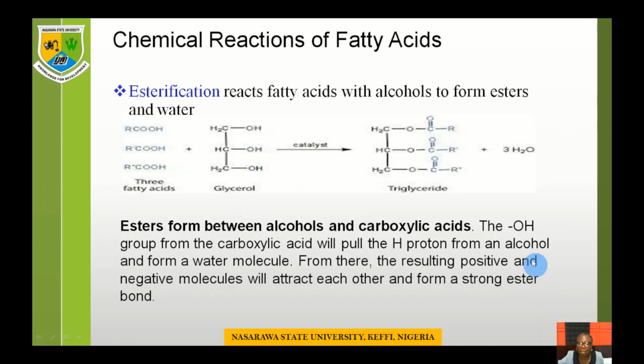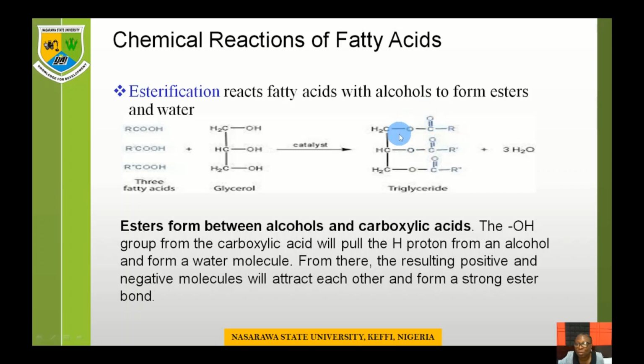So the hydroxy group of the carboxylic acid will pull the hydrogen proton from an alcohol to form a water molecule. From there, the resulting positive and negative molecules will attract each other and form a strong ester bond. So when you abstract the hydroxyl group from the fatty acid and hydrogen from the alcohol, what you will have is an ester bond.